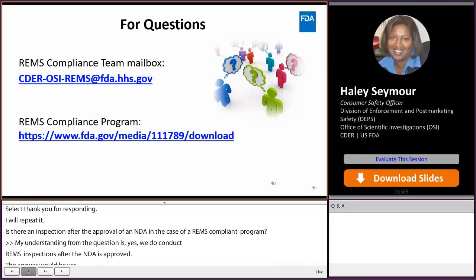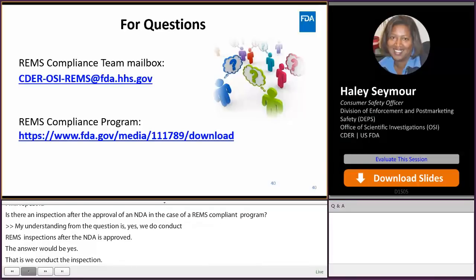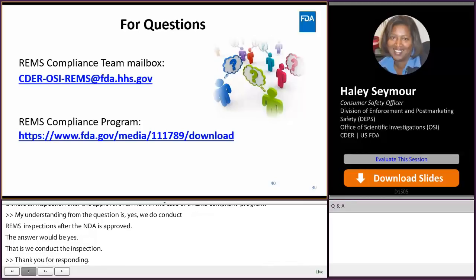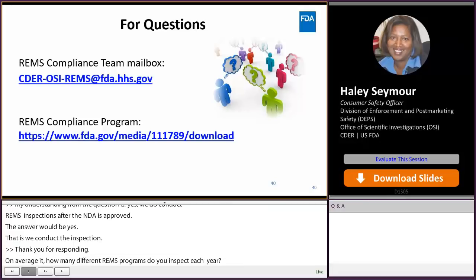On average, how many different REMS programs do you inspect each year? I mentioned that we have about 60 REMS that we manage right now, and we do about 15 REMS inspections each fiscal year.